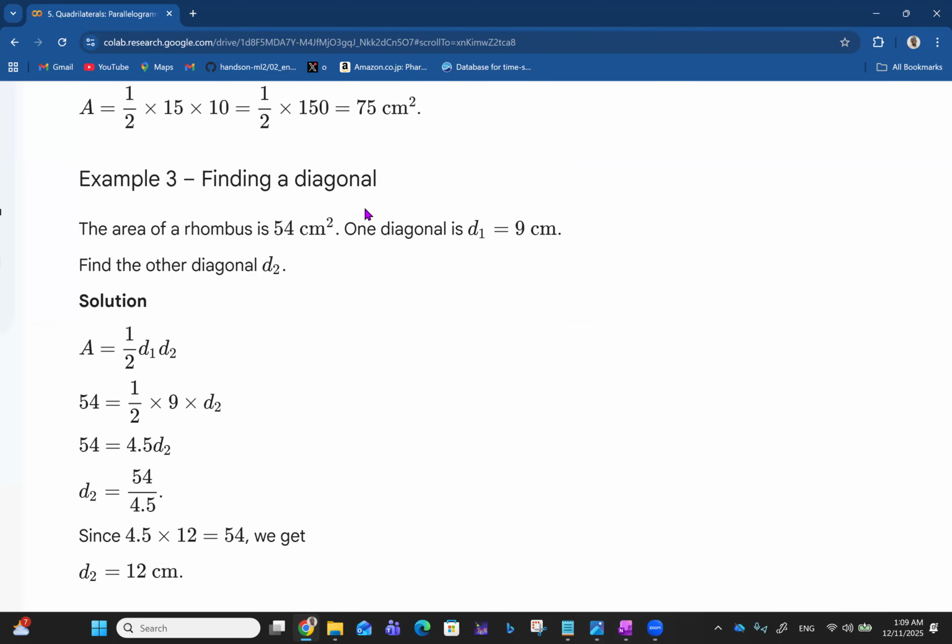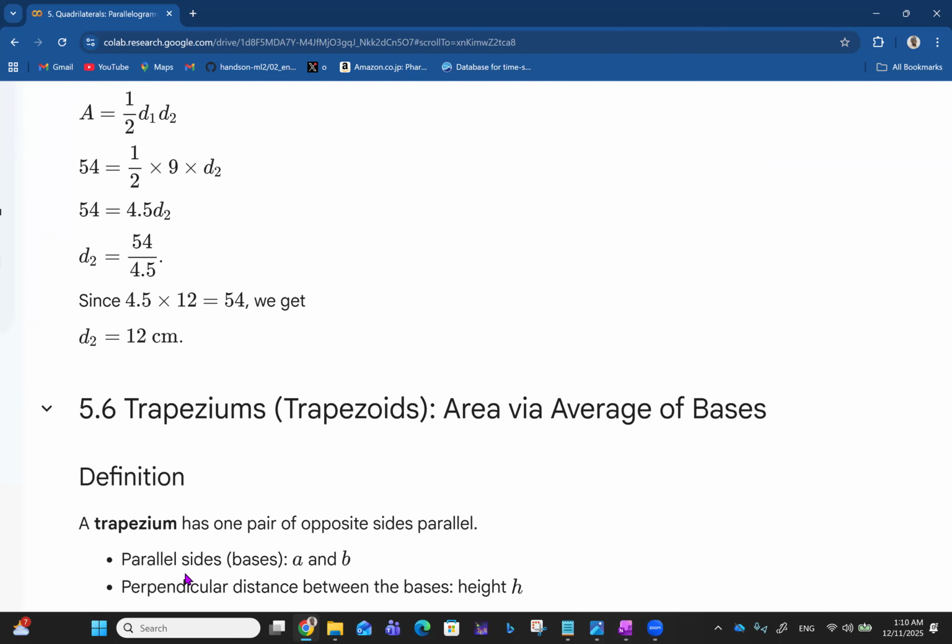So finding a diagonal now. What if you have the area of a rhombus and you need to look for the diagonal? The area of a rhombus is 54 centimeters squared. One diagonal D1 is 9 cm. Find the other diagonal D2. Easy. Area is half D1 D2. So 54 equals 9 over 2, that's 4.5 D2. So D2 is 54 over 4.5. Since 4.5 times 12 is 54, the second diagonal is 12 centimeters.